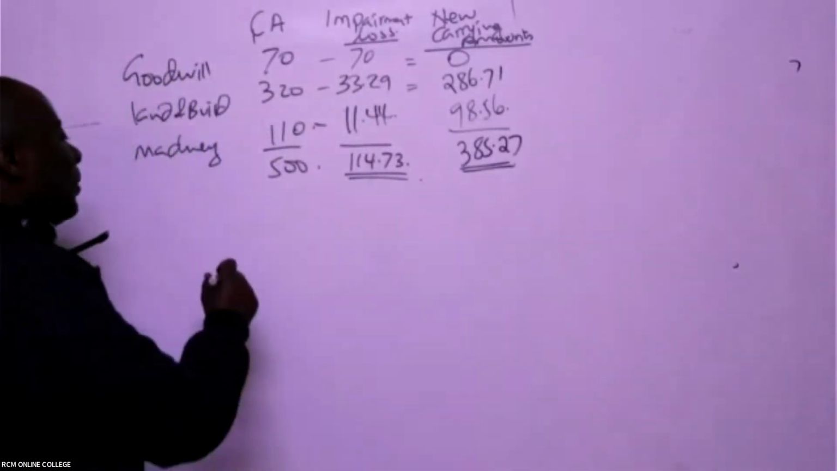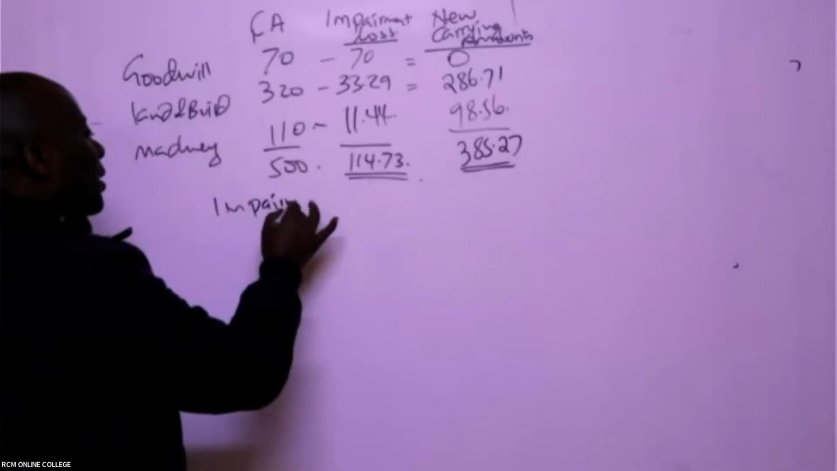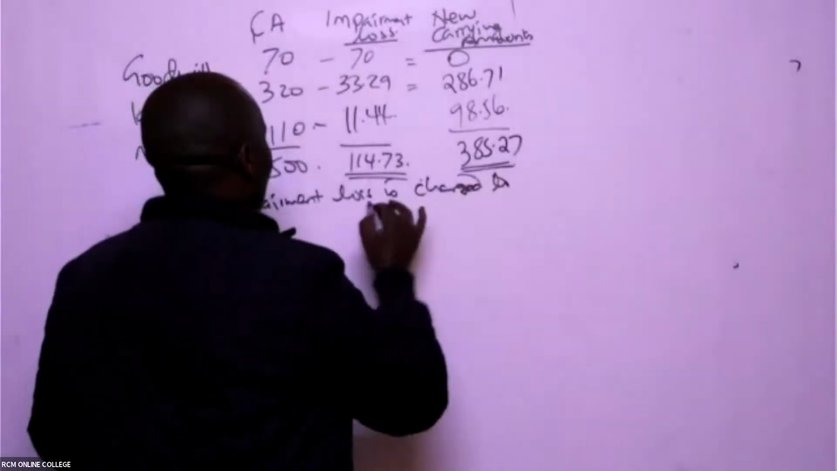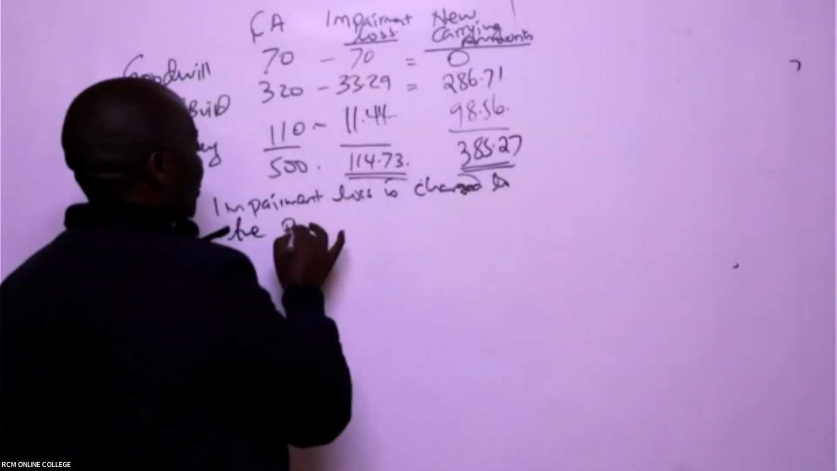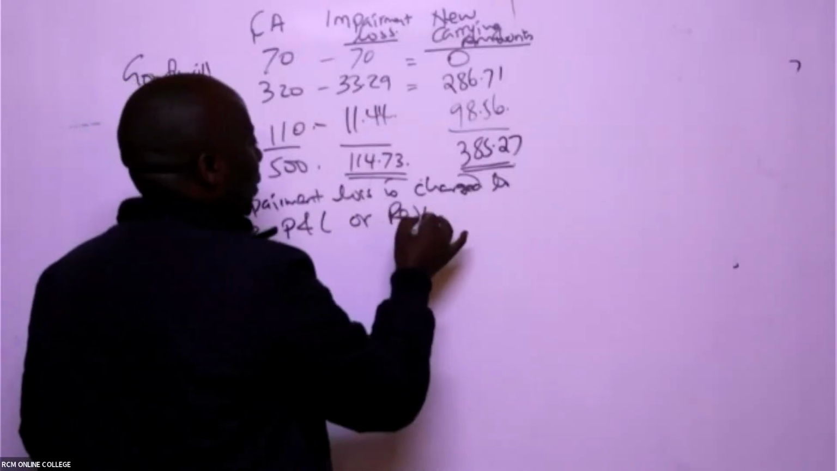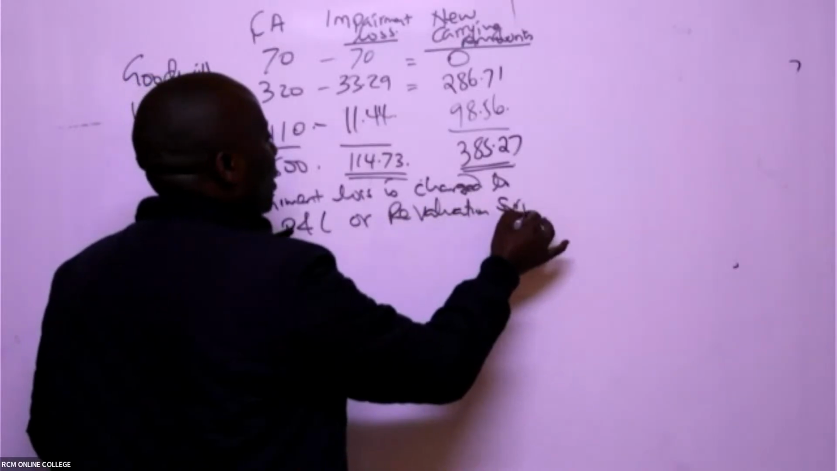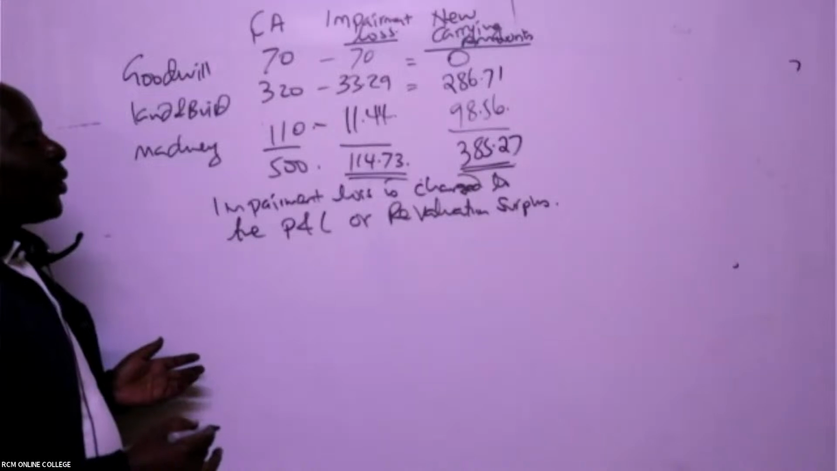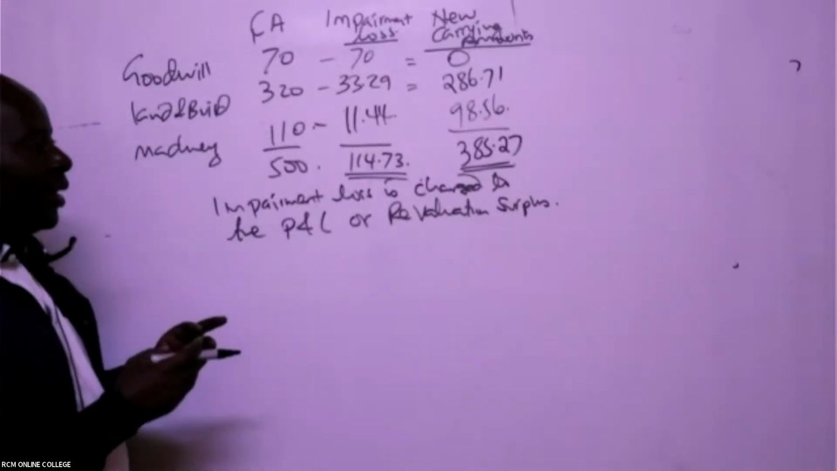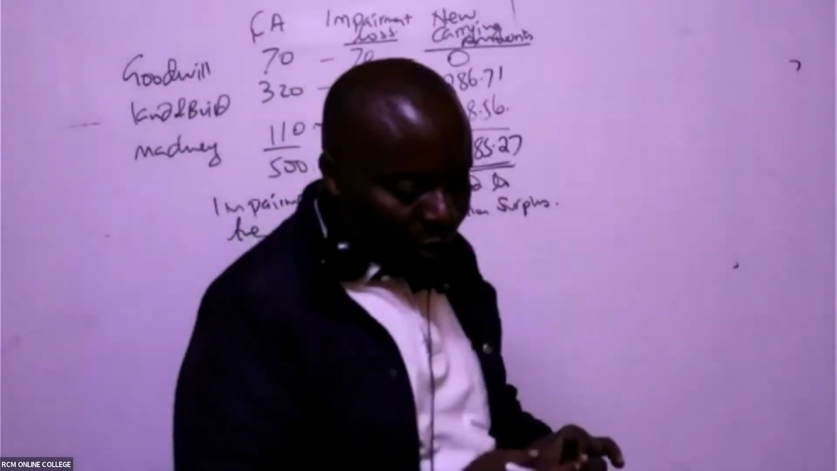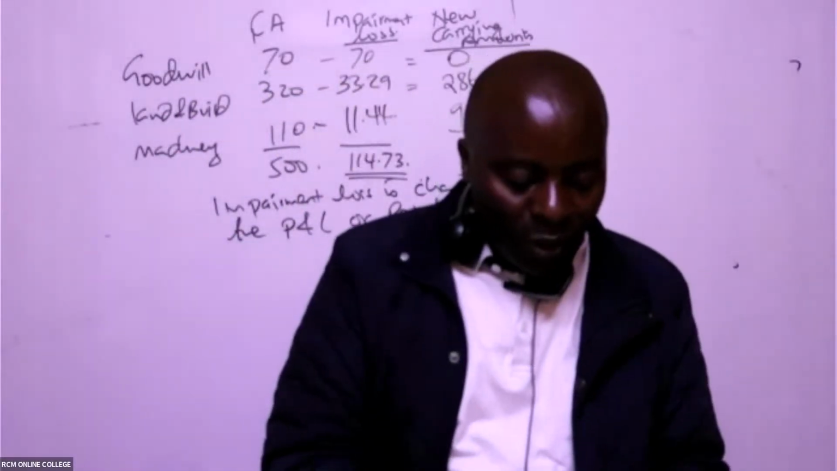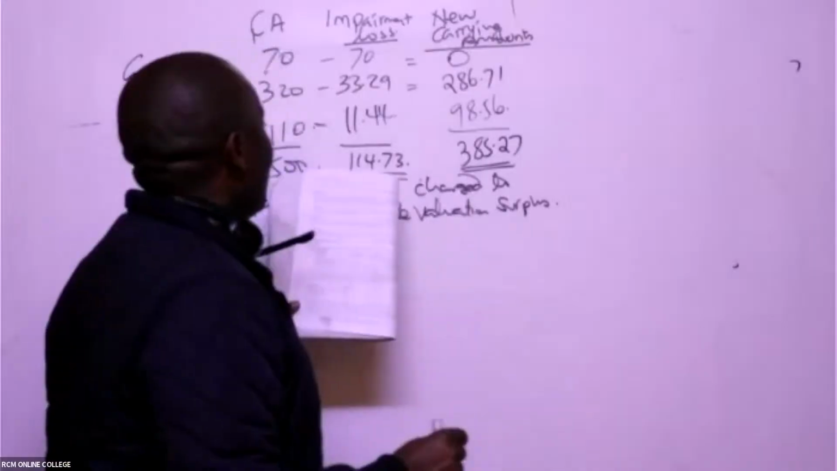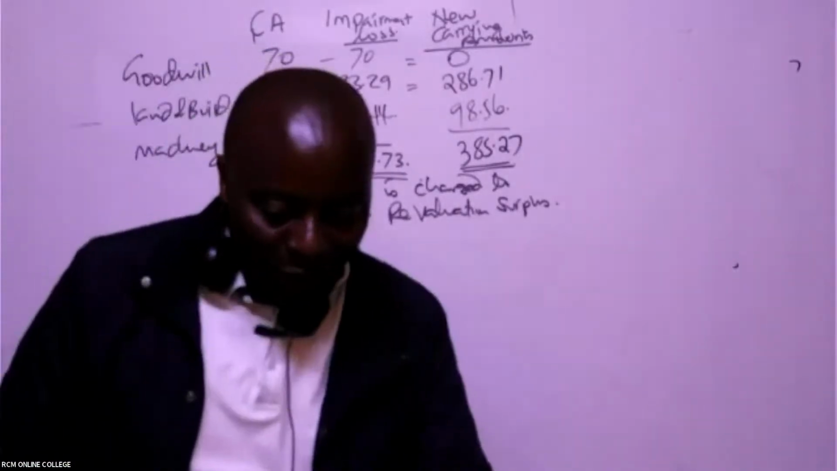Now, ladies and gentlemen, remember that impairment loss is charged to the P&L or to the revaluation surplus account. So do we have any asset that has got any revaluation surplus? Look at note number 2. So remember now, we are looking at how we charge this total, this 114.73, according to IAS 36.